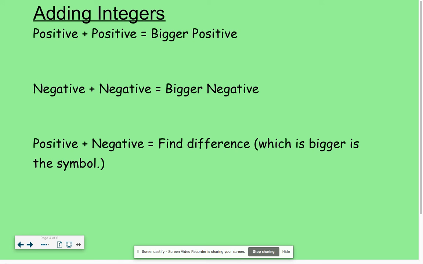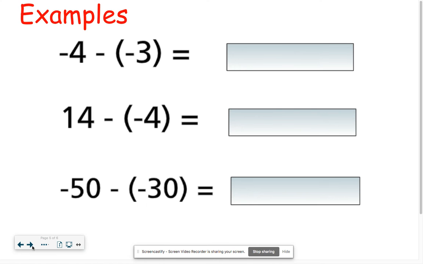Before we get to those examples, though, these are the refresher notes from the last video that help explain: if you end up with a positive plus a positive number, you end up with a bigger positive answer. If you have a negative number plus a negative number, you're going to get a bigger negative number for an answer. And if you have a positive number plus a negative number, you're going to find the difference, and whichever is bigger is what the symbol will end up as. So let's try some examples.